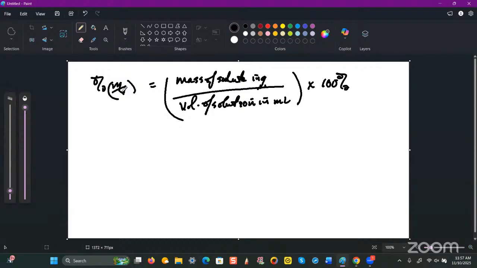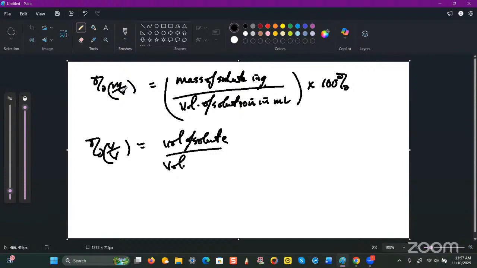And then there's another one, which is percent volume over volume, and that would be the volume of the solute divided by the volume of solution, and then we multiply all of that by 100%, all right? Now, in this case, the units of volume don't matter as long as they're the same for both the numerator and the denominator, right? So that's another way of expressing the concentration of a solution.